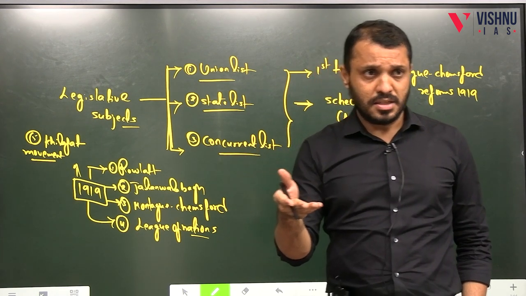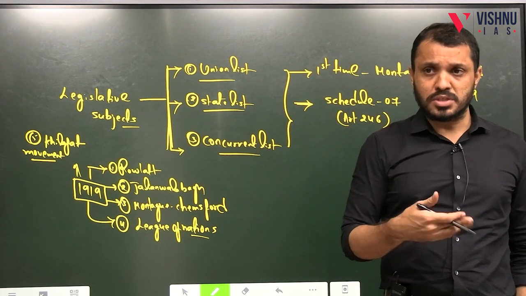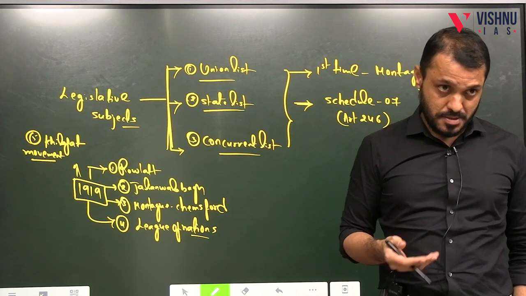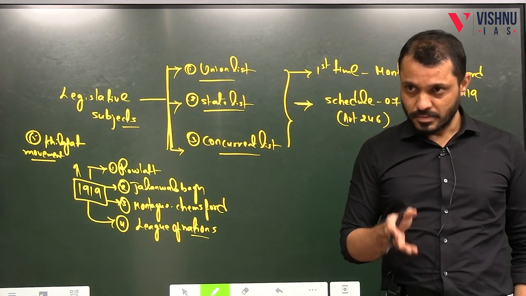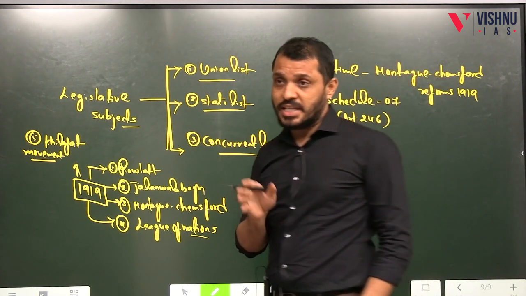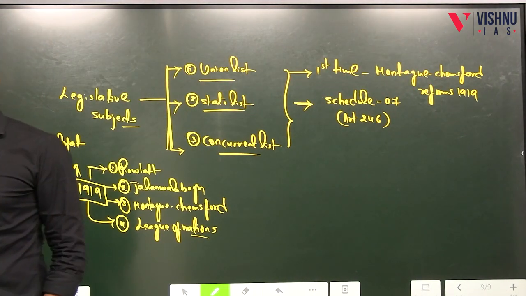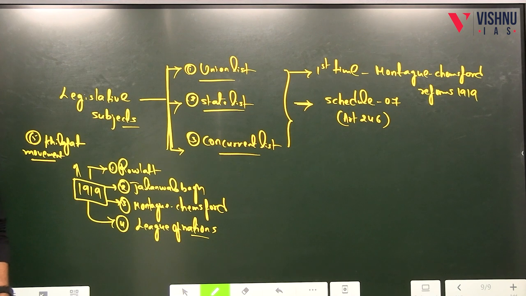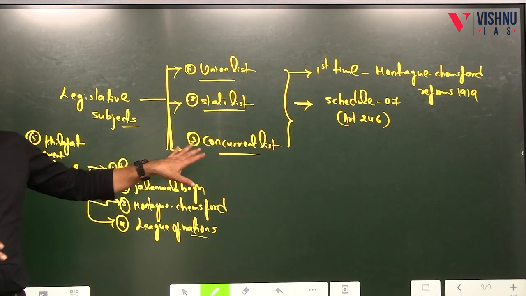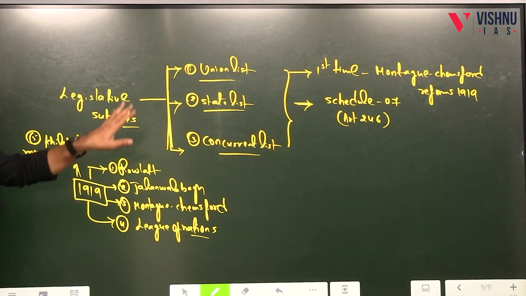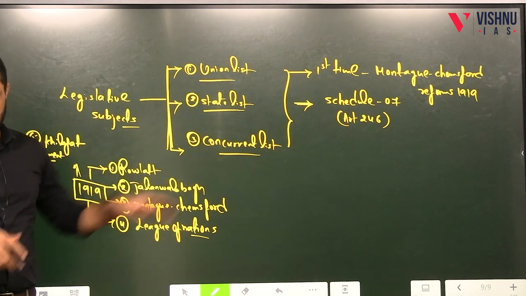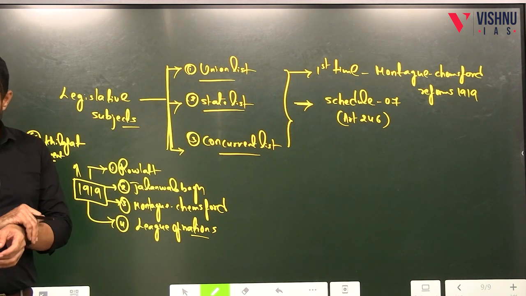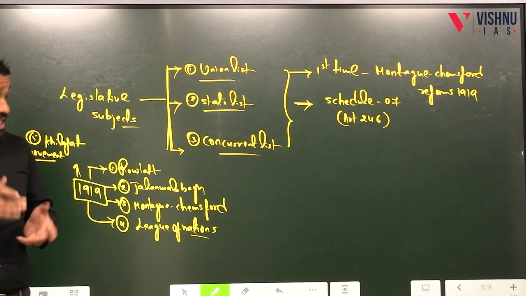Very easy to understand. What about marriage, divorce and those things? Who will make laws? Concurrent. Both. Disaster management, concurrent. So that kind of clarity you must have. You will get that clarity by going through Schedule 7 very periodically. You have to refer to Schedule 7. Are we clear?